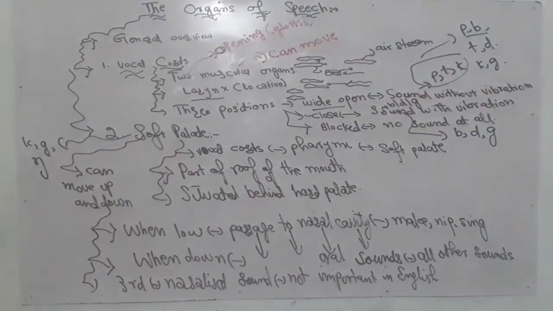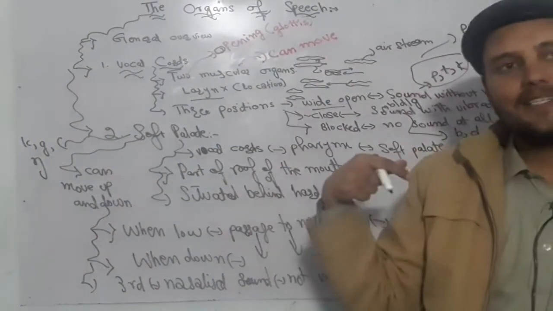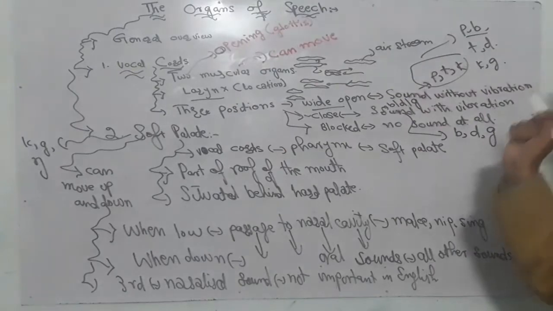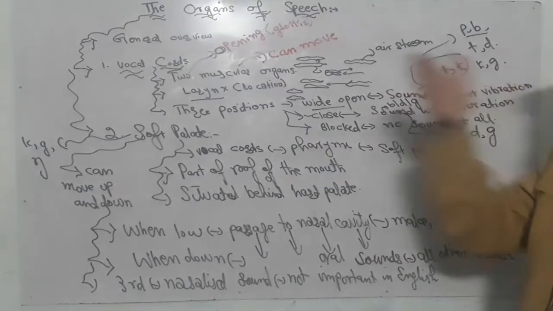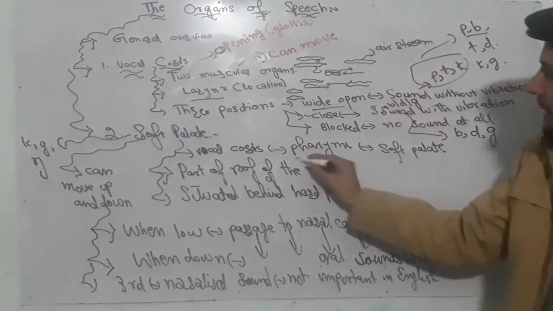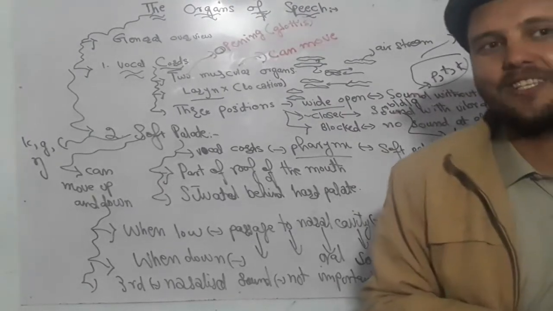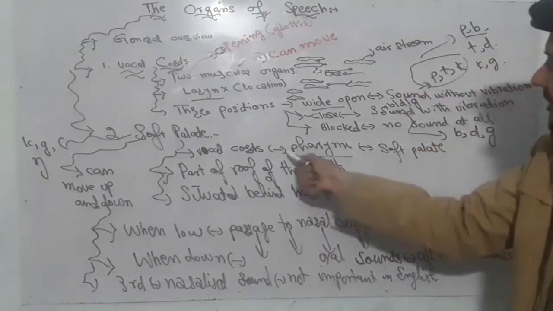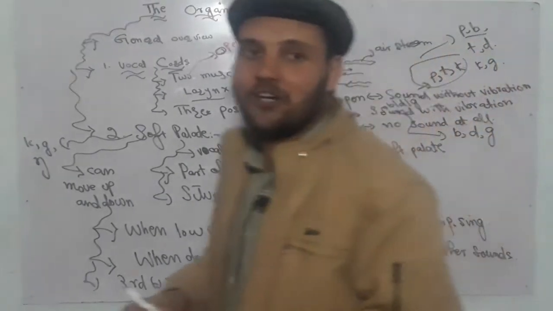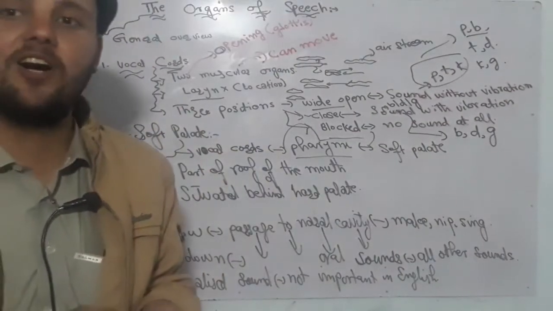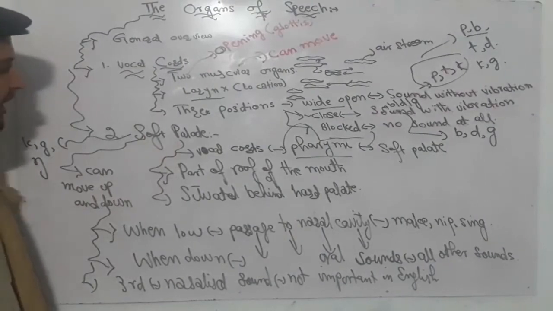Now I would be quickly talking about the soft palate. The airstream started from the lungs, it reached the vocal cords, which are located in the larynx. It crossed the vocal cords, it came here to the pharynx. Now I won't be discussing the pharynx because the pharynx has little importance in English phonology. It crosses the pharynx and then it reaches another speech organ, which is called the soft palate. I'll be talking for 5 minutes about the soft palate.